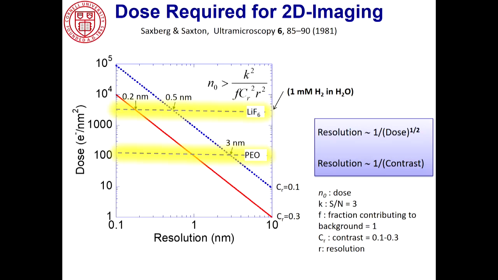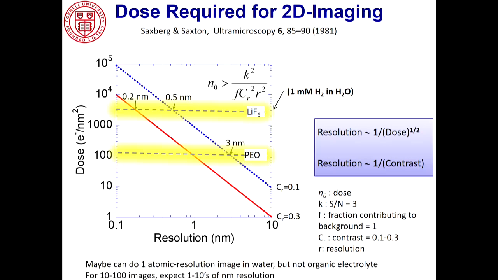So that's the operating curve I have to work with. And if I start to look at things that are going to be reactive, I want to be down over here in resolution and not up there, because I'm going to do terrible things to the sample. And these are calculable curves. So maybe I can get to atomic resolution in water, but not in an organic electrolyte. But if I want to look at more than one image, just from a dose point of view, I've got to back off.